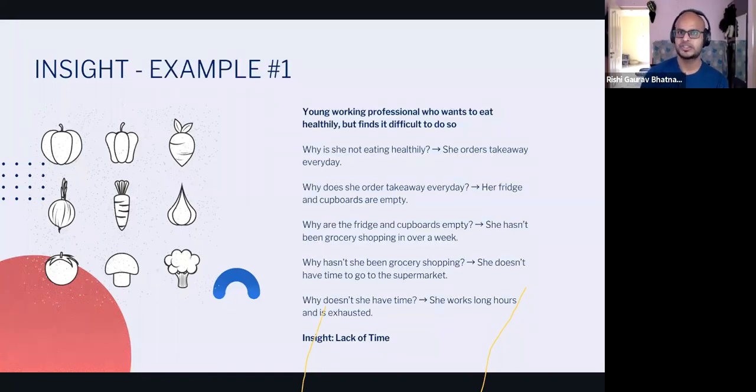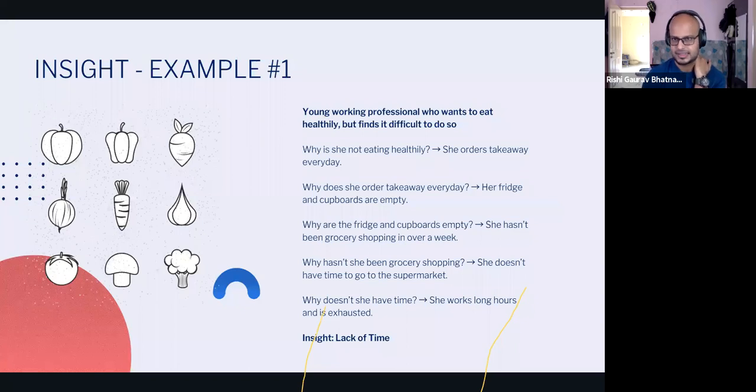Example one. Imagine the problem statement we are working with is this: young working professionals who want to eat healthy but find it difficult to do so. This is the large problem area that we have identified. All right, let's just take it as example one.